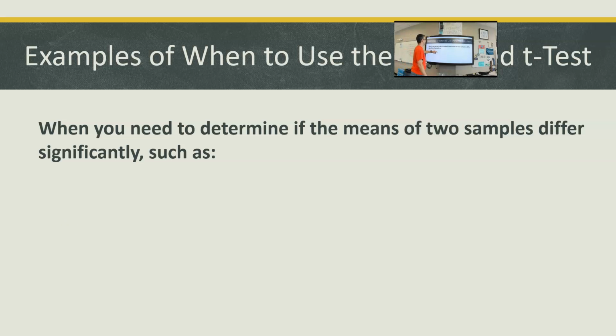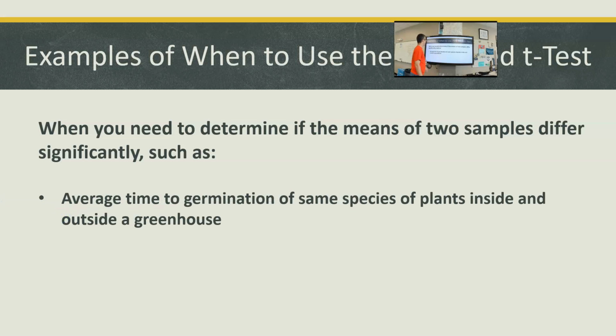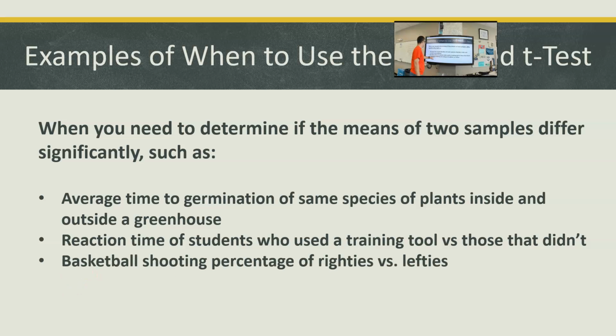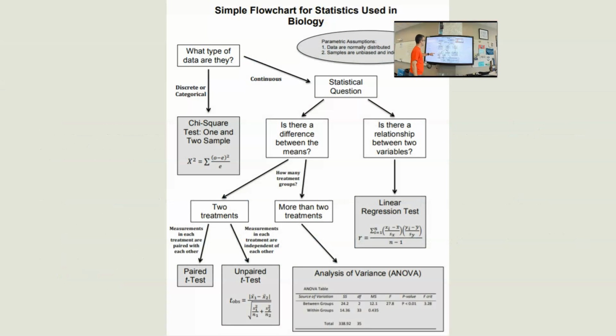When you need to determine if the means of two samples differ significantly, such as average time to germination of the same species of plants inside and outside a greenhouse, reaction time of students who use a training tool versus those that don't, basketball shooting percentage of righties versus lefties, and so on and so forth. The last one we're going to talk about, and I'm going to go through it super quick, I'm not even going to show you the calculation for it, is the ANOVA.